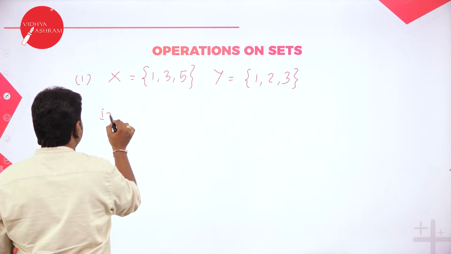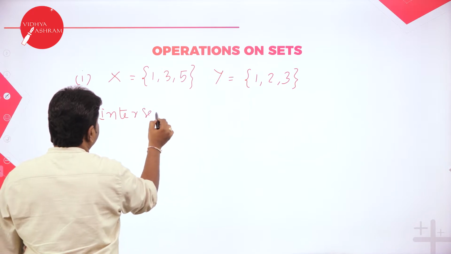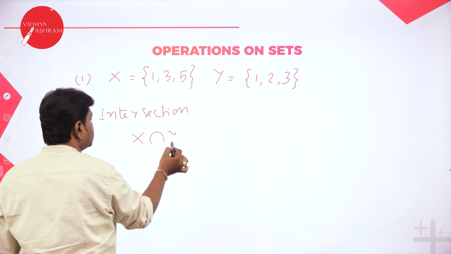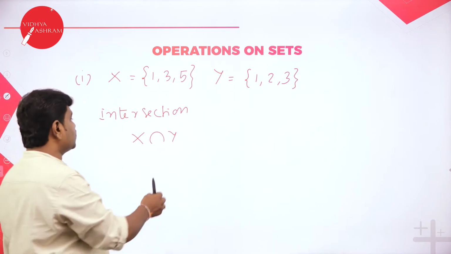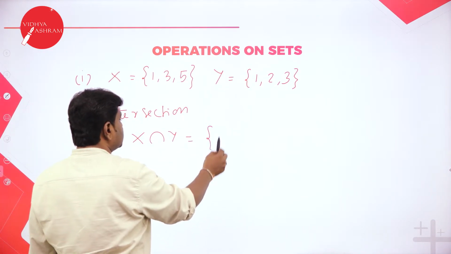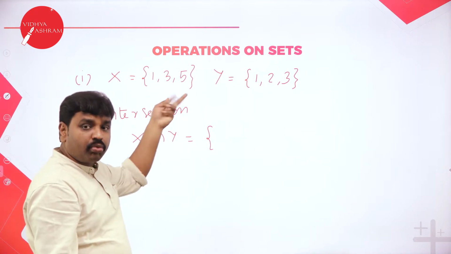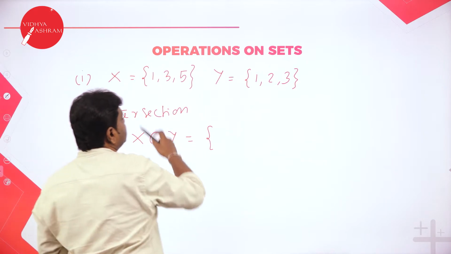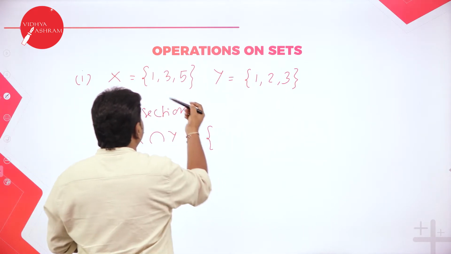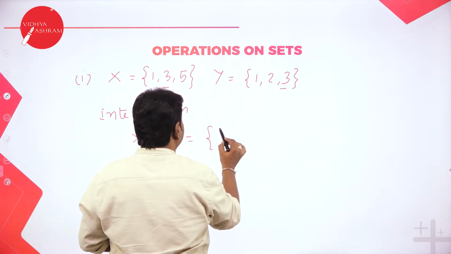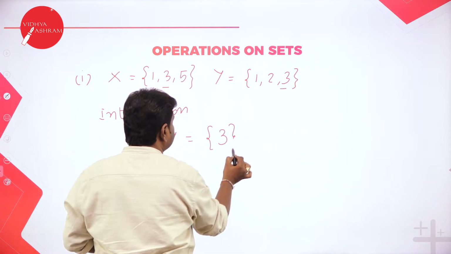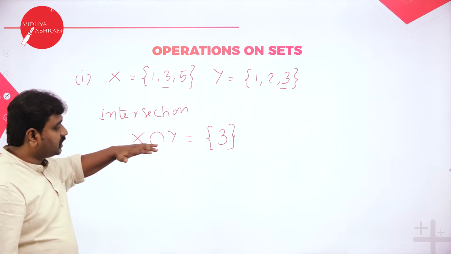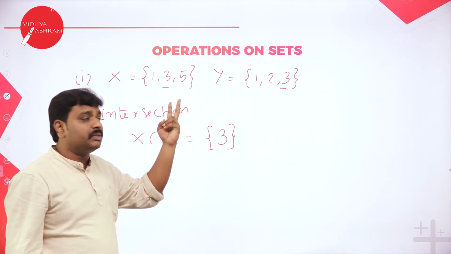All of you know what is meant by intersection. What is the intersection, my dear students? Intersection is X intersection Y. This is a notation. Intersection is a set containing the elements present in both, or the set of common elements from both. So 1, 3, 5 is X, 1, 2, 3 is Y. 3 is common for both. So you should write only common elements in the set. So now X intersection Y is what? 3.